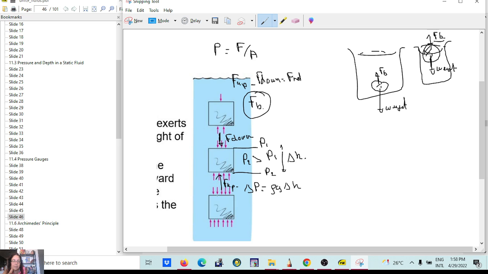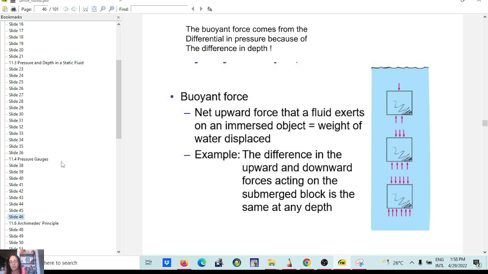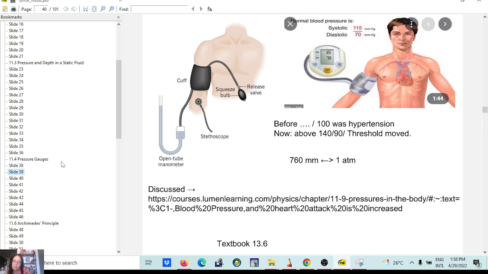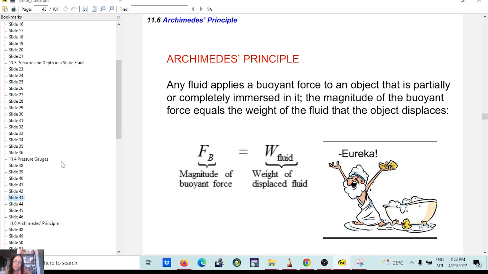Now, even if you go deeper, of course, you're going to have more pressure here than here. But when you do the delta P, it's still going to be rho g delta h. So it doesn't matter if the thing is down there or up there, both of them are going to experience the same buoyancy force, rho g delta h. If you do the math, I think I have a slide for the math, and that was Archimedes who figured it out.